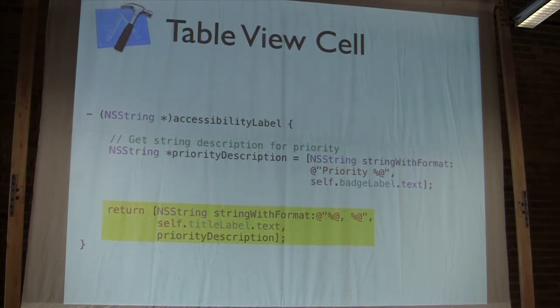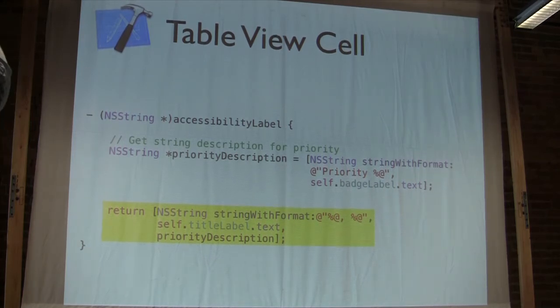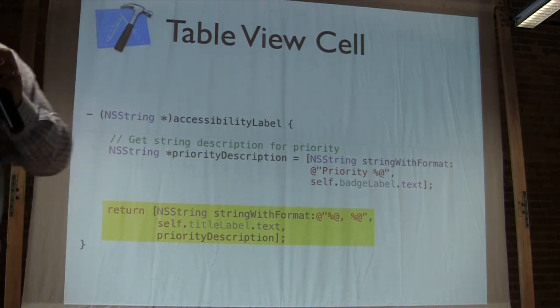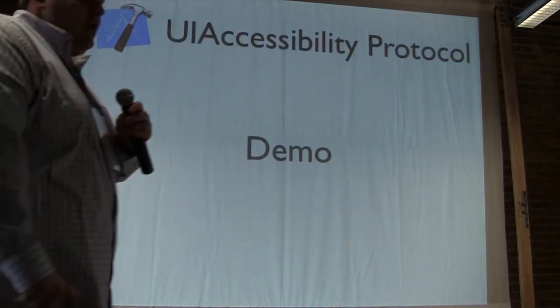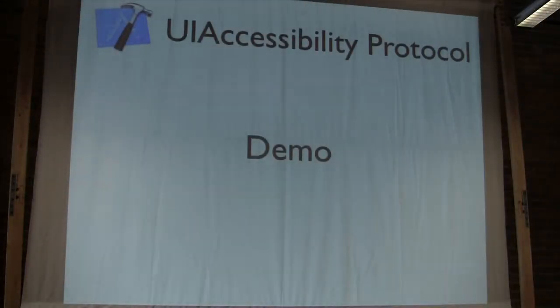The goal of this being that we're going to change the label of that entire cell to be not just the name of the task, but the name of the task along with the priority. So the VoiceOver user will be able to take full advantage of the information that we're providing. And so the final demo.